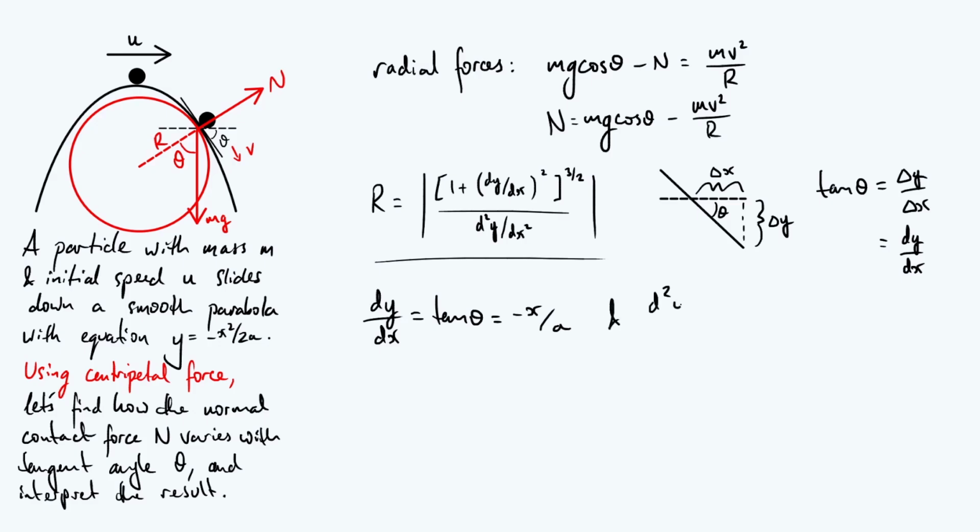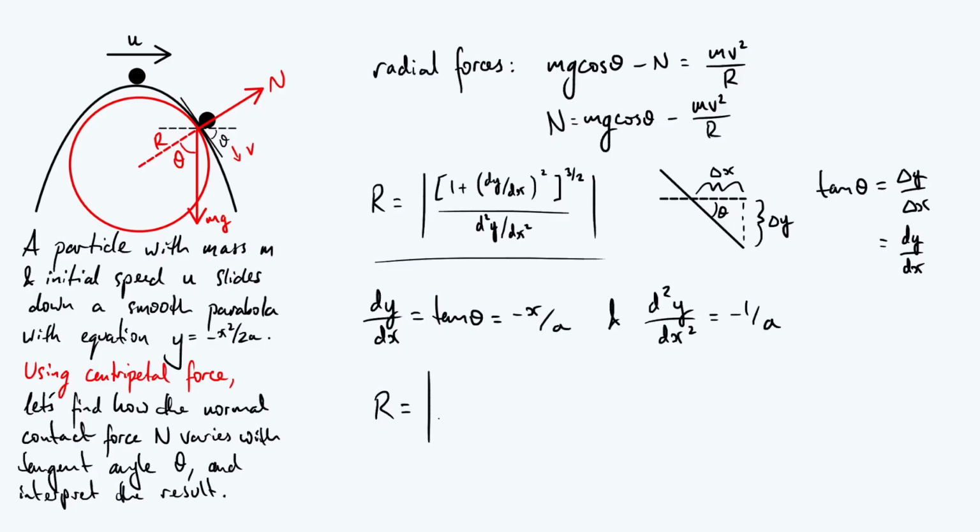And it's also worth noting that the second derivative, d squared y by dx squared, is just minus 1 over a from differentiating that. Again, this is a constant, which is a property of parabolas in general. So let's plug our first and second derivatives into the radius of curvature equation and see what happens.